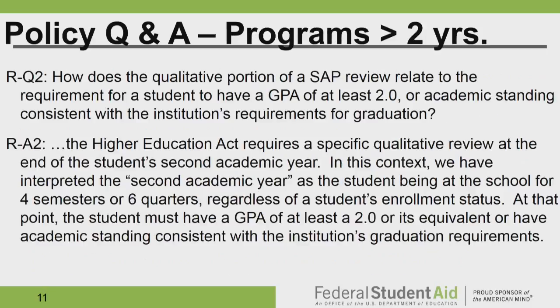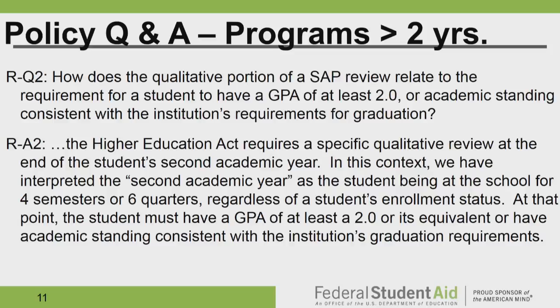We also have gotten a lot of questions about the idea of programs that are greater than 2 years. How does the qualitative portion of a SAP review relate to a requirement for a student to have a GPA of at least 2.0 or academic standing consistent with the institution's requirements for graduation? Here, the Higher Education Act requires a specific qualitative review at the end of the student's academic year. So people have asked us then, what does that mean at the end of the second academic year? We have students that go full-time, we have students that go part-time. In this sense, I think we've done this to make it easier for the offices to review.